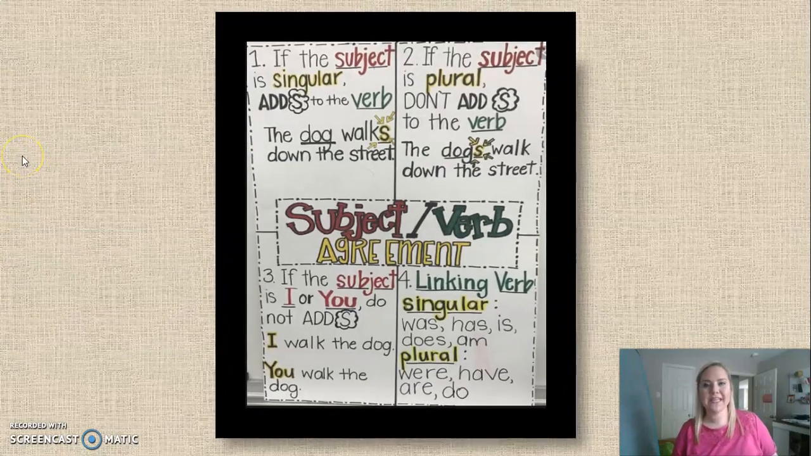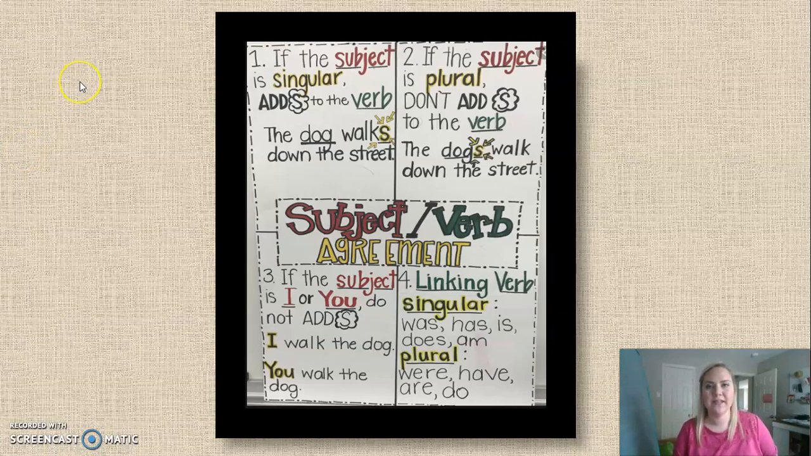So if I'm looking at some rules for subject-verb agreement, let's start with number 1. If a subject is singular, remember subject is my noun, who or what my sentence is about, and singular means one. So there's only one dog or one boy. I need to add an S to my verb. So let's look at the example. The dog walks down the street. We added an S right here. If I said the dog walked down the street, that would not be correct.